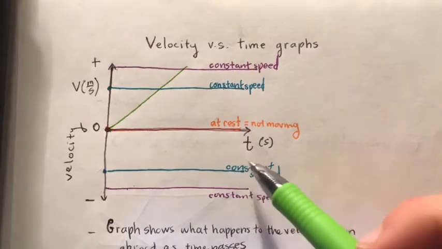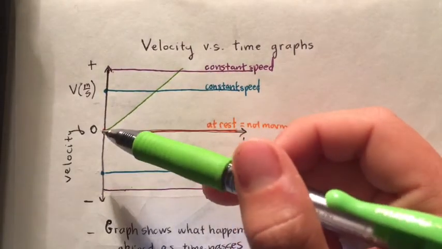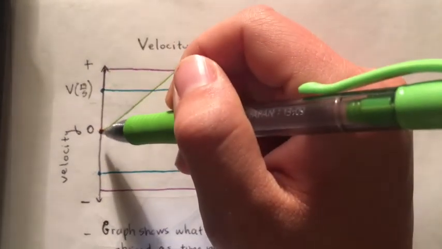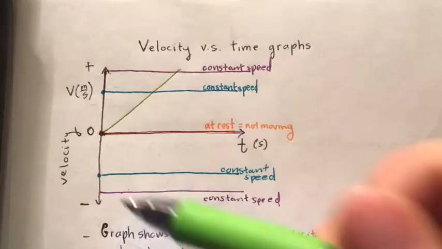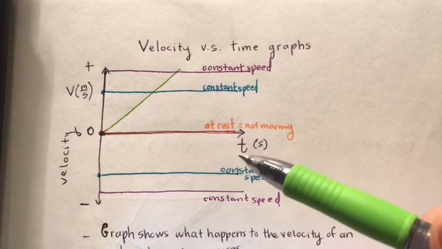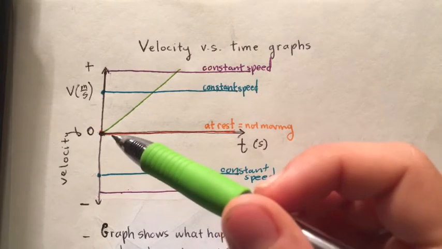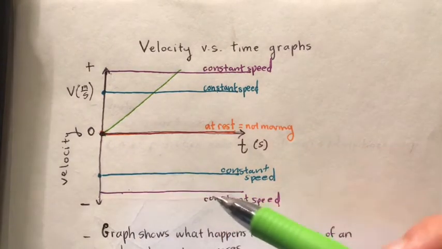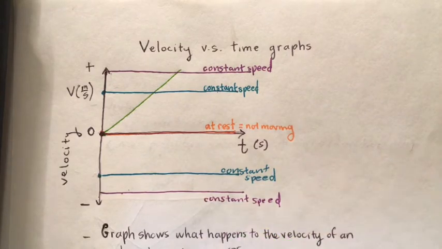What's going on at the beginning? Well, at time equals 0, the person is not moving. So we start with velocity equals 0. What happens as time passes? Well, what happens to the speed? Well, the person starts out stopped, and then they start moving slowly, then faster, then faster, then faster. So we know their speed is increasing.